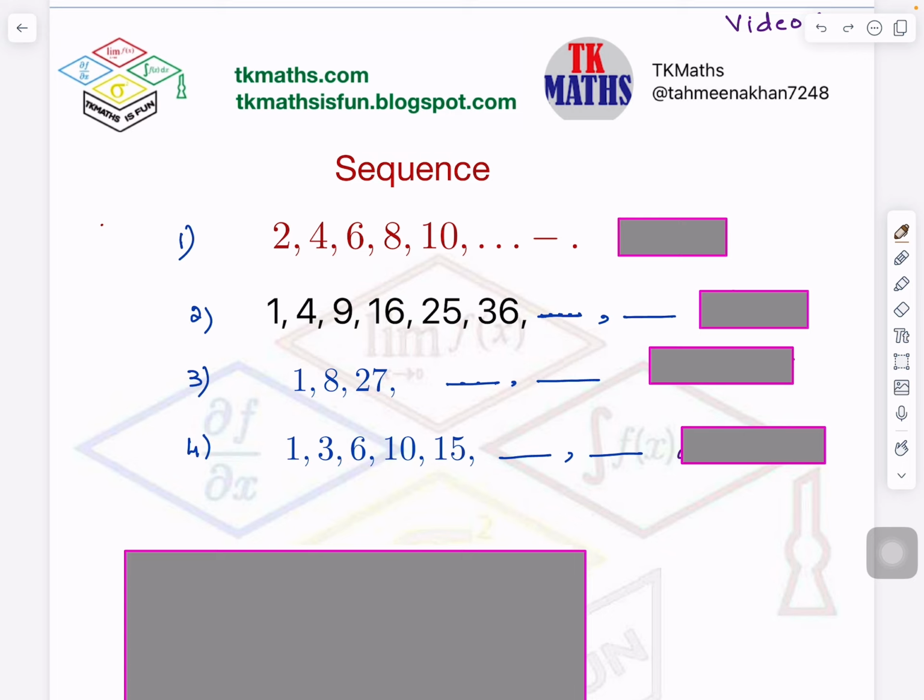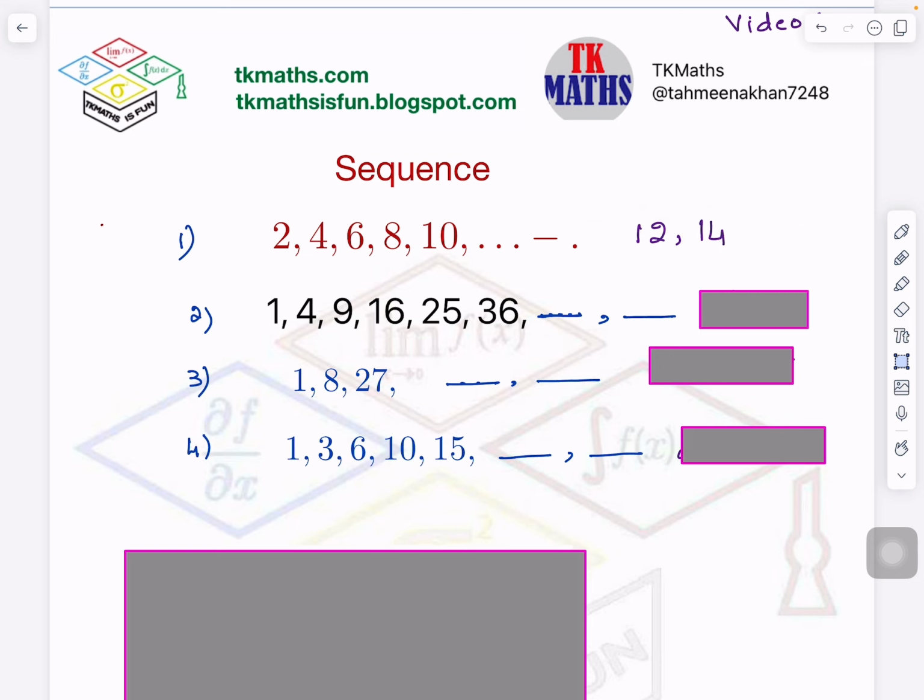Yes, absolutely right. We are adding 2. 2 plus 2, 4. 4 plus 2, sorry, 6. 6 plus 2, 8. 8 plus 2, 10. So if I ask you what is the next term? 10 plus 2, 12. And 12 plus 2, 14. Absolutely right. So a sequence is numbers which follow a particular rule. This is what I would say. So in the first one, the rule is you are adding 2 to the previous term.